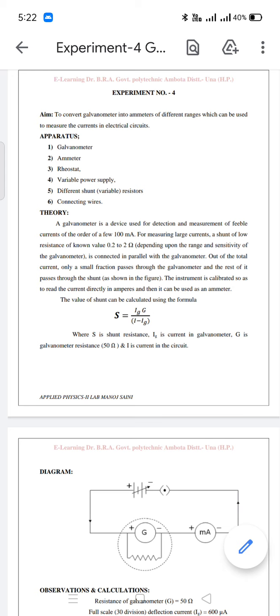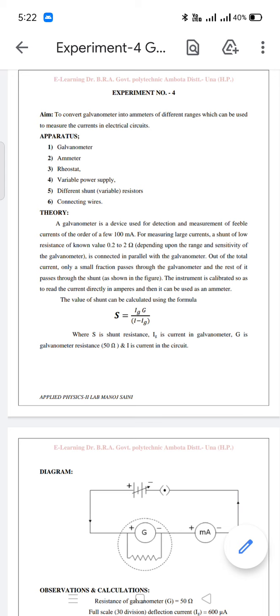So first of all, theory: a galvanometer is converted into an ammeter by applying a low resistance parallel to it. When we apply a low resistance parallel to the galvanometer, the galvanometer is converted into an ammeter and used in a circuit to measure current. And the value of the shunt which we apply in the circuit parallel to the galvanometer is in the range 0.2 to 2 ohm. And the galvanometer to be used has a resistance in the range 50 to 100 ohm. Ammeter having range 0 to 250 milliampere.